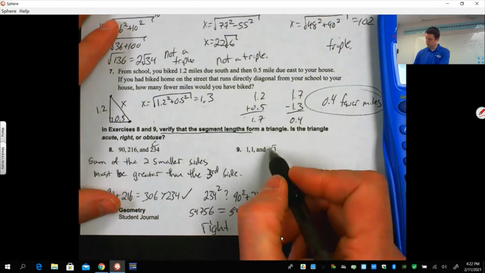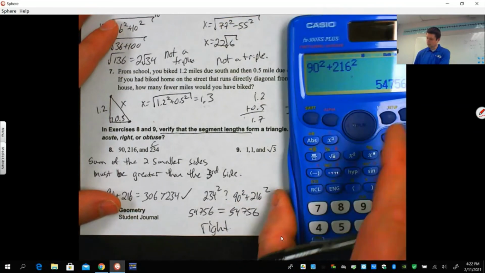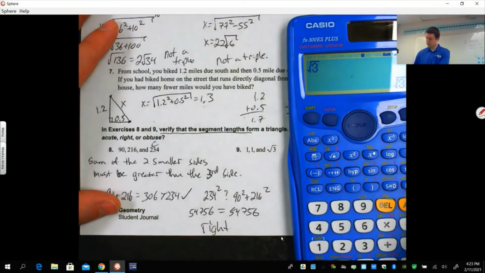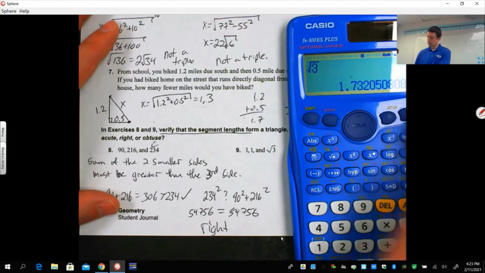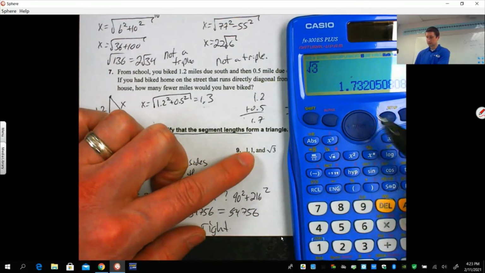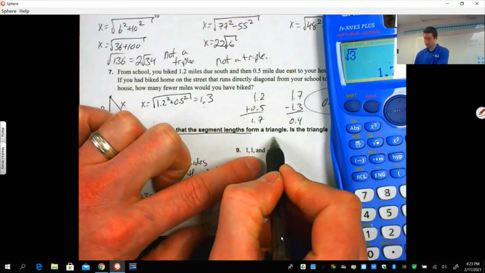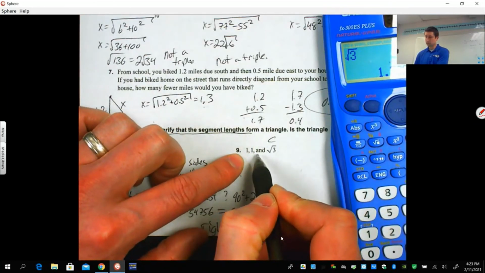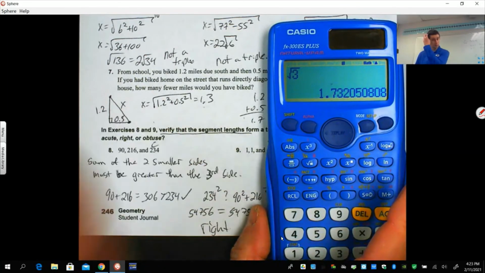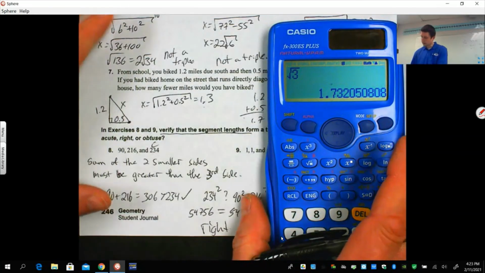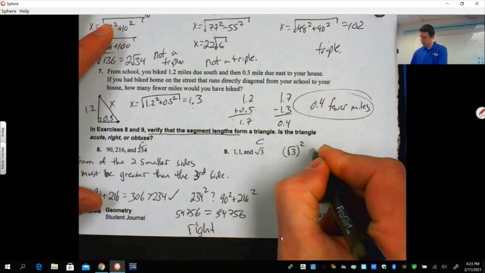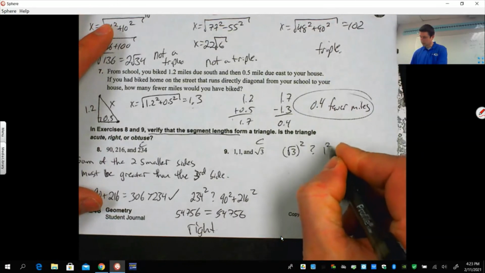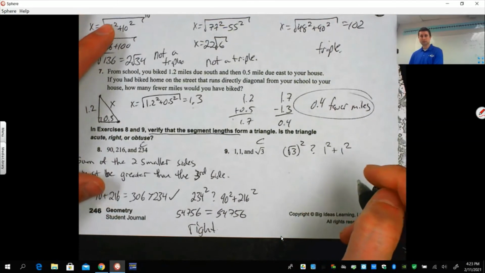Okay, we have the square root here: 1, 1, and root 3. Square root of 3 as a decimal is 1.73. So 1 plus 1 is 2, and 2 is greater than 1.73. So this is a triangle. Now I have to take the square root of 3 squared and compare that to 1 squared plus 1 squared.